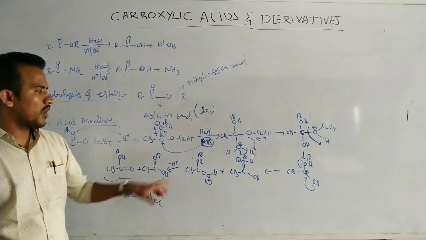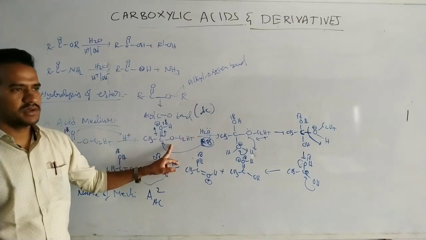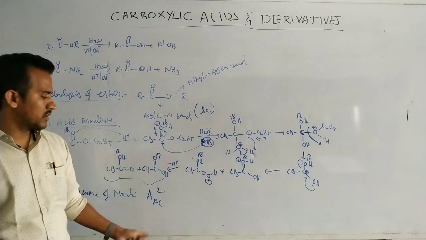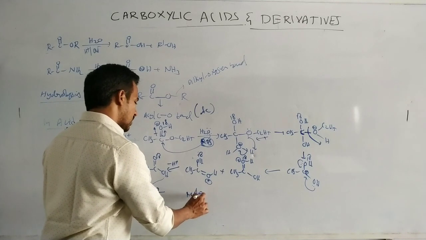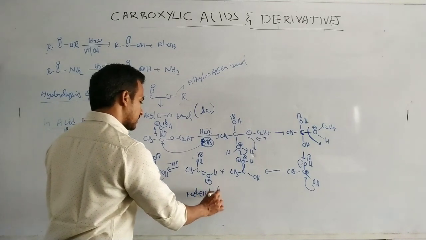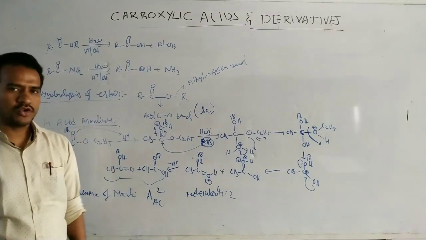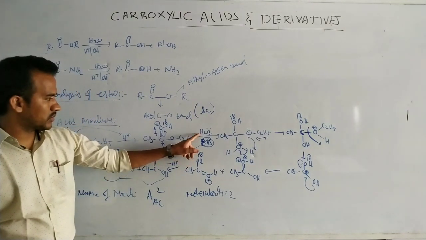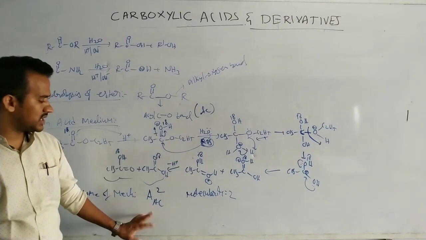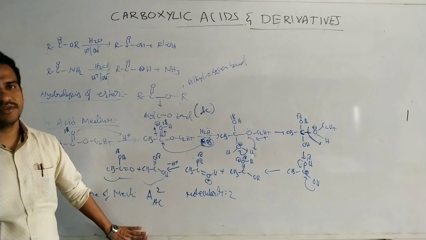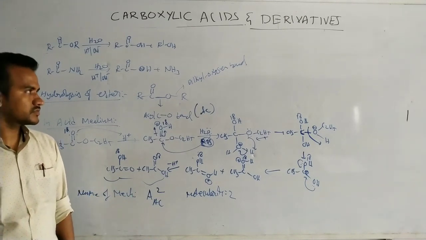In this rate determining step, how many molecules are involved? The water molecule, which is the nucleophile, and this ester compound. Two are involved, so here 2. That is nothing but the molecularity. Like bimolecular, unimolecular, your molecularity is 2: water molecule, the nucleophile, and this ester. So molecularity 2, AAC2. This mechanism is named AAC2. It is ester hydrolysis.